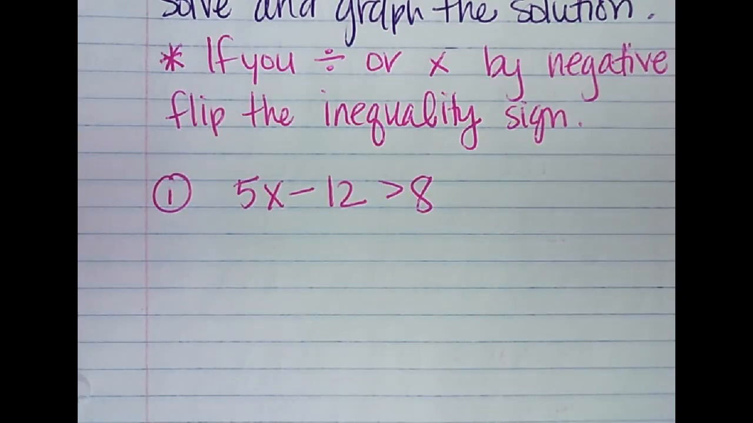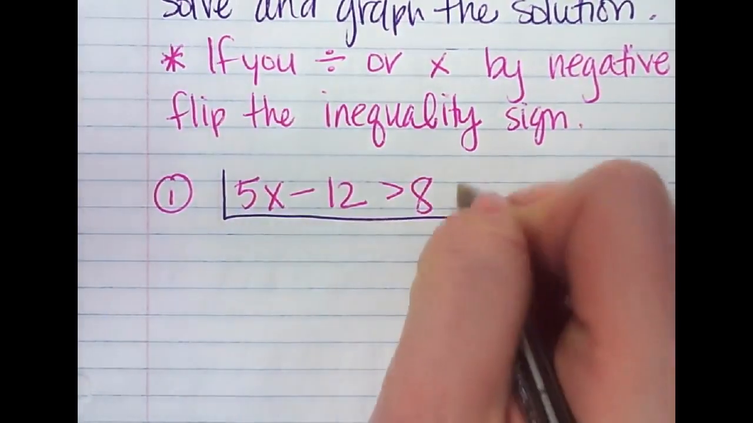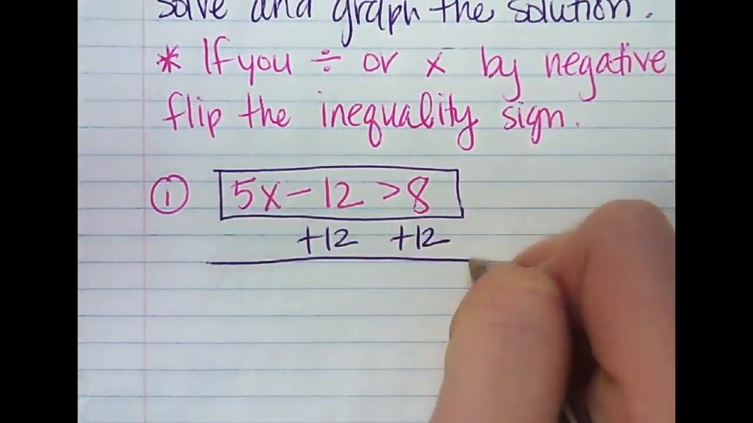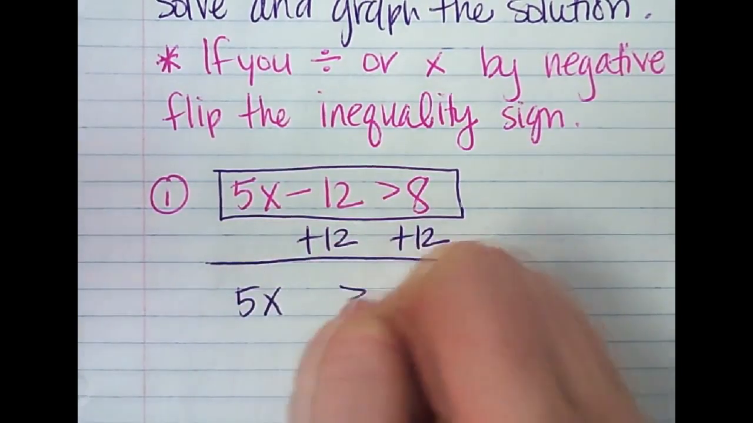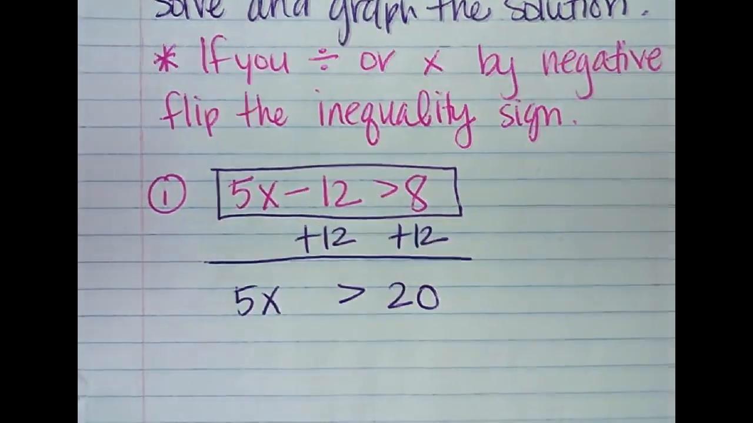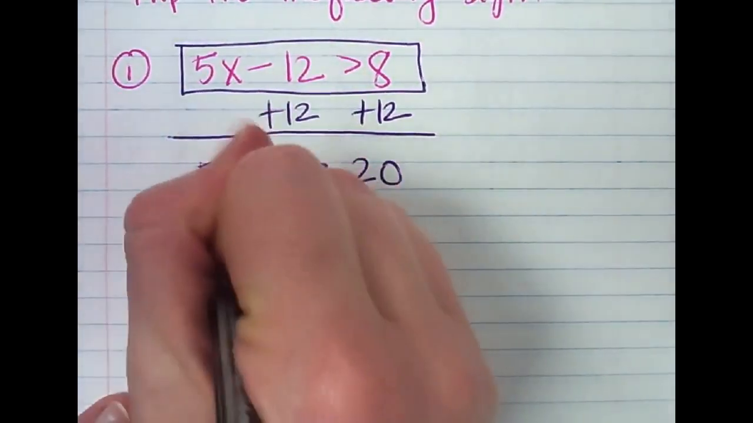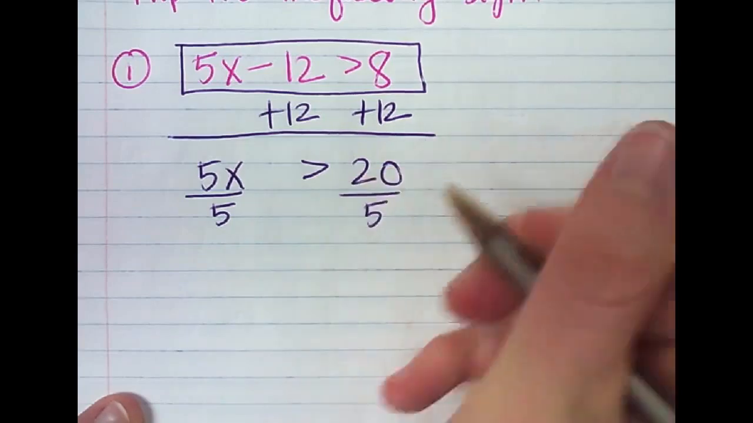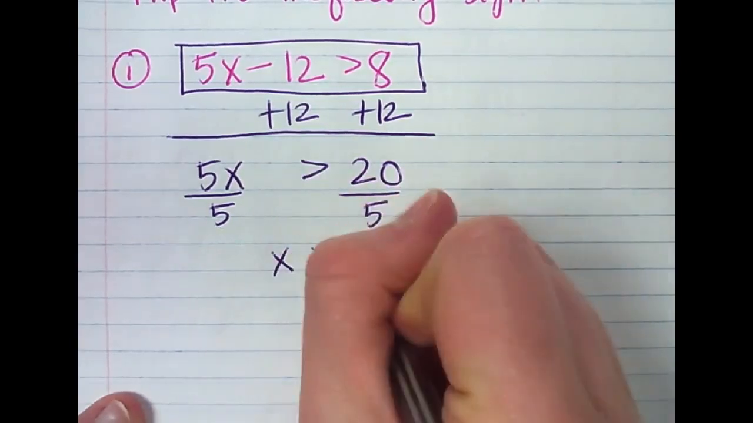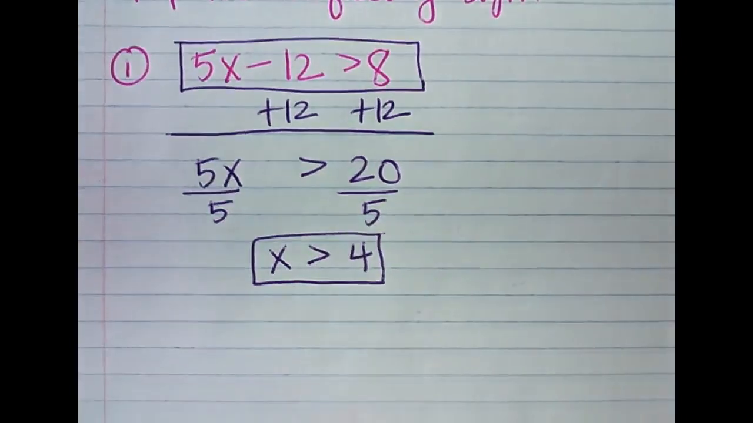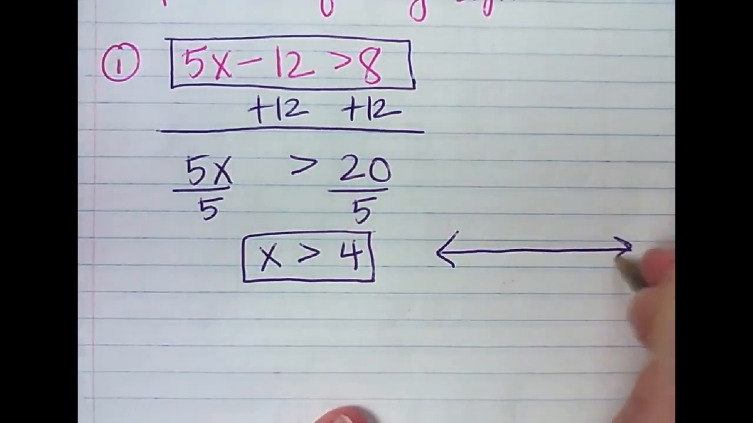So what would you do first on this one? Add the 12. So 5x is greater than 20. And then divide by 5. So x is greater than 4. So that's 1/2 of our answer. And then we'll put it on a number line.